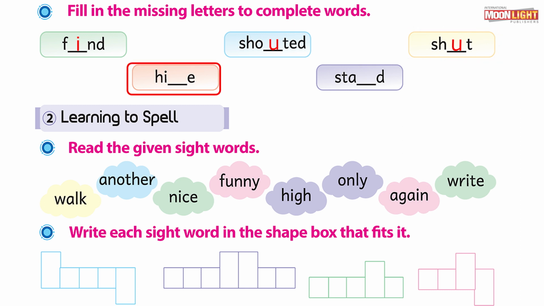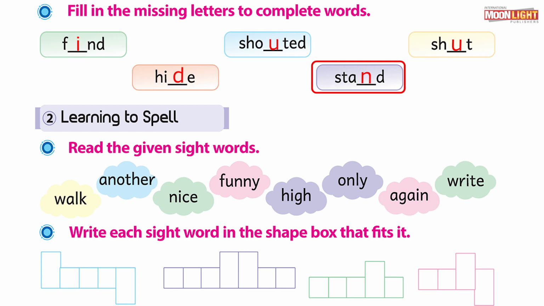Hide. Listen to me carefully and find which letter is missing. Hide. Obviously, D sound is coming, but D is missing over here. So we are going to write D to complete this word. Last word, stand. N is going to complete this word.